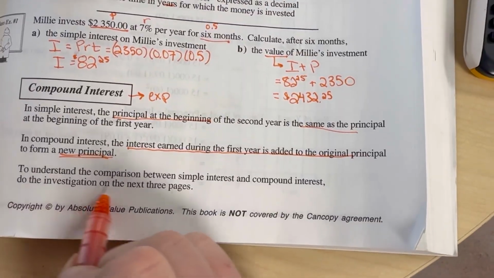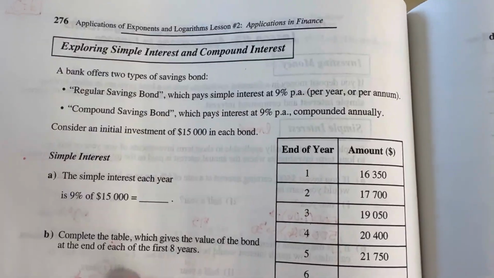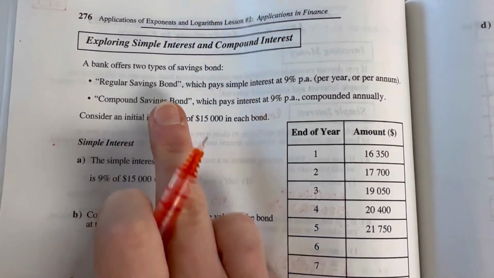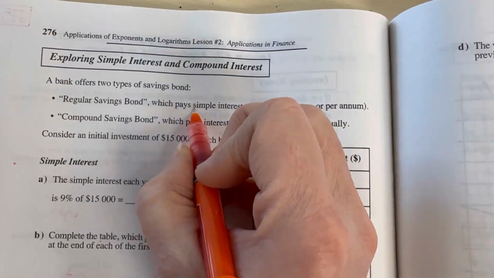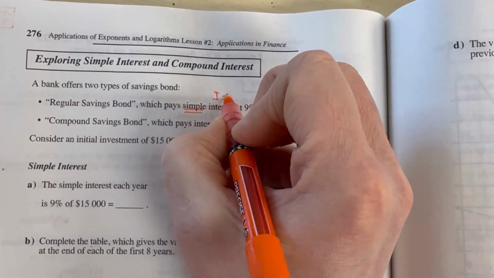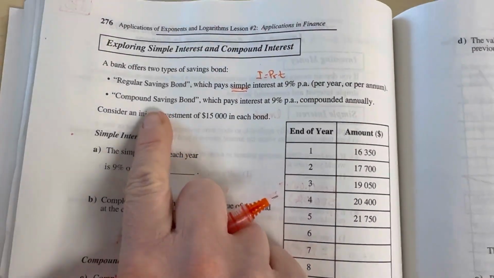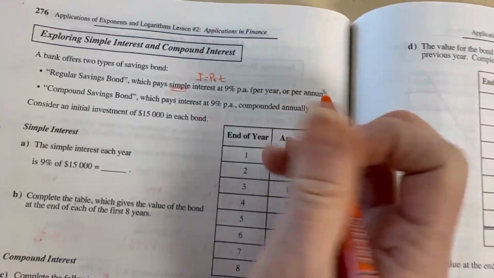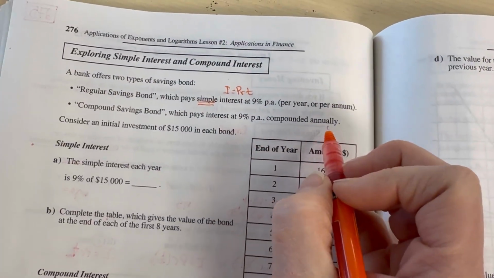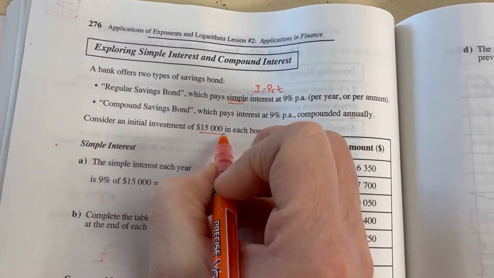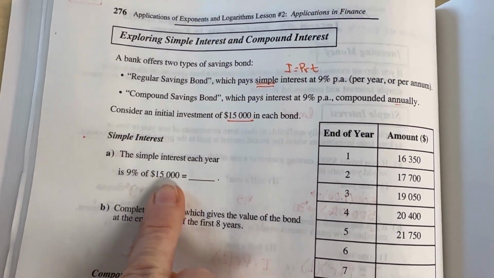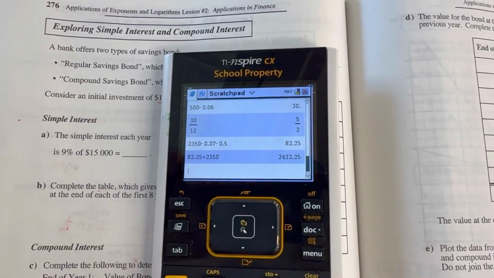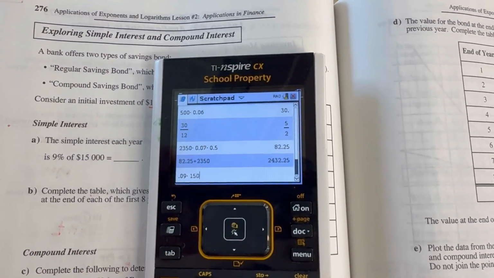Okay, so then we're going to do a little bit of an investigation on the next 3 pages to help us just kind of understand the difference between the two. Okay, so if a bank offers 2 types of savings bonds, so the regular savings bond, which is simple interest, so that's going to be our I is equal to PRT. Okay, and then the compound savings bond, which pays at 9% per year, compounded annually, and the initial investment is going to be $15,000 each. Okay, so for the first one here, 9% of 15,000, so 0.09 times 15,000.